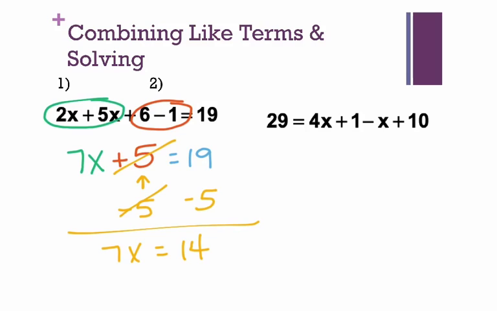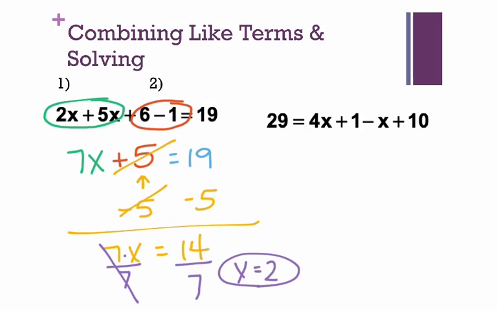What's next? What's the inverse to get rid of the 7? It's currently being multiplied, right? So the inverse would be to divide by 7. So x is equal to, what is 14 divided by 7? 2. The value of x is 2.